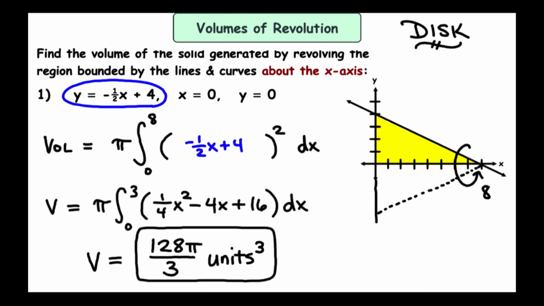You know, while we're at it, I just thought of something here. When this shape goes around the x-axis and revolves and makes a 3D shape, you know what that shape's going to look like? It's going to be a cone. And it just hit me that we know what the volume of a cone is from geometry. The formula for volume of a cone is 1/3 pi r squared h.